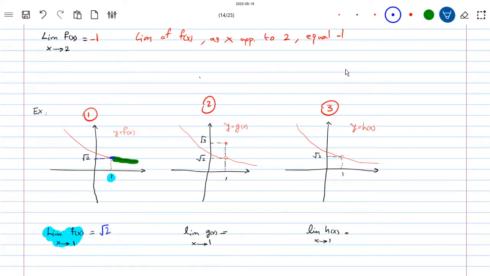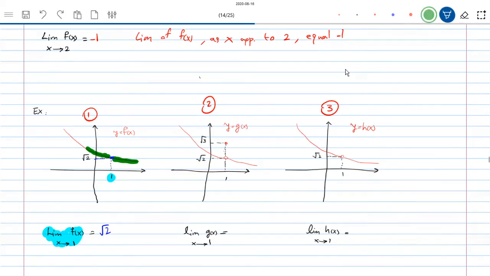If I move the other direction, if I start from something like 0 or -1 and get closer and closer again to 1, what do I expect? I expect it to be square root of 2. This is what I'm expecting. So the answer to this first limit is square root of 2.